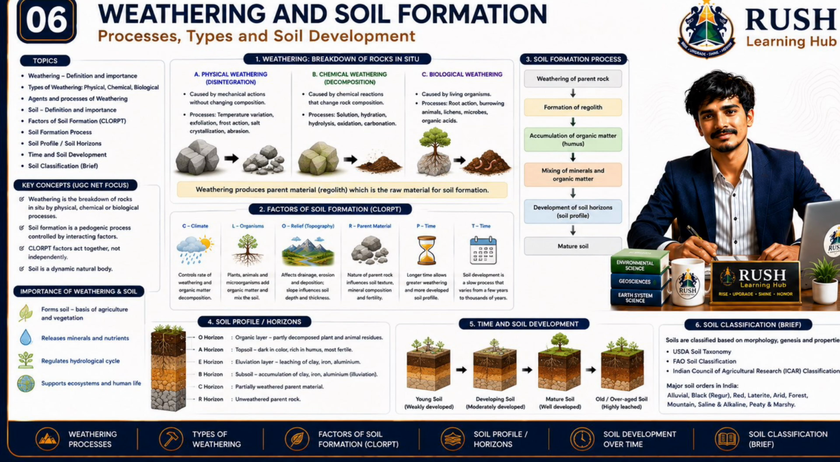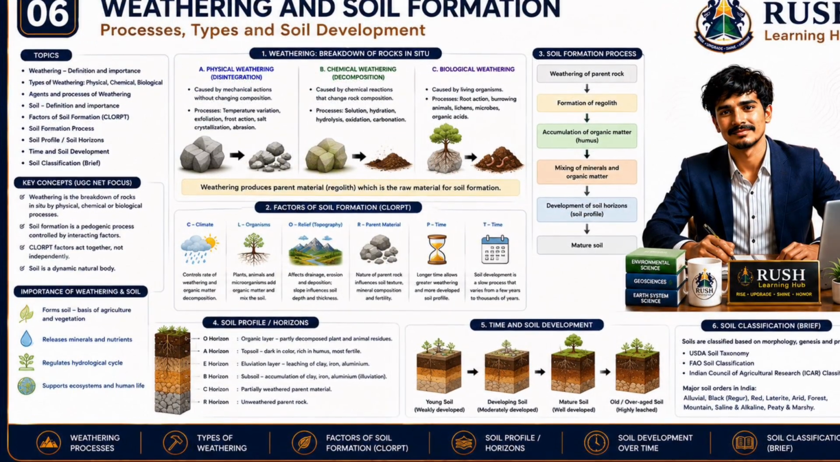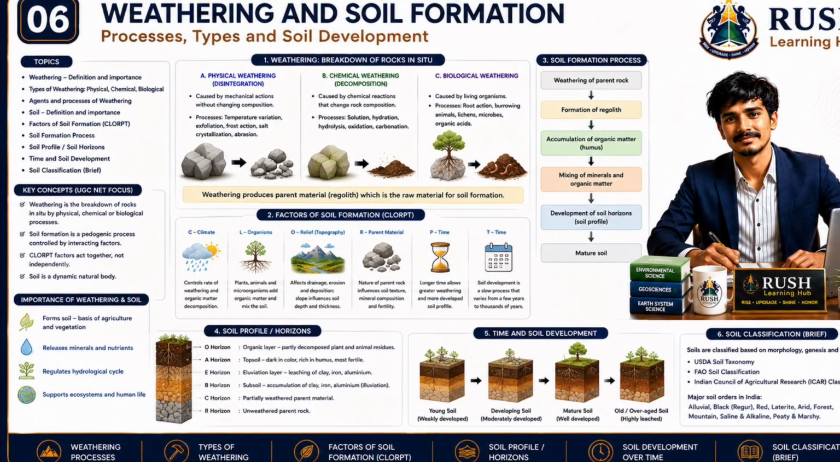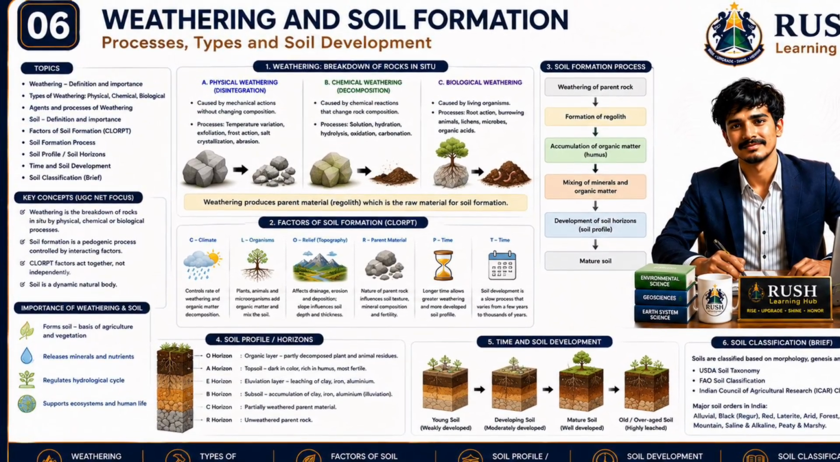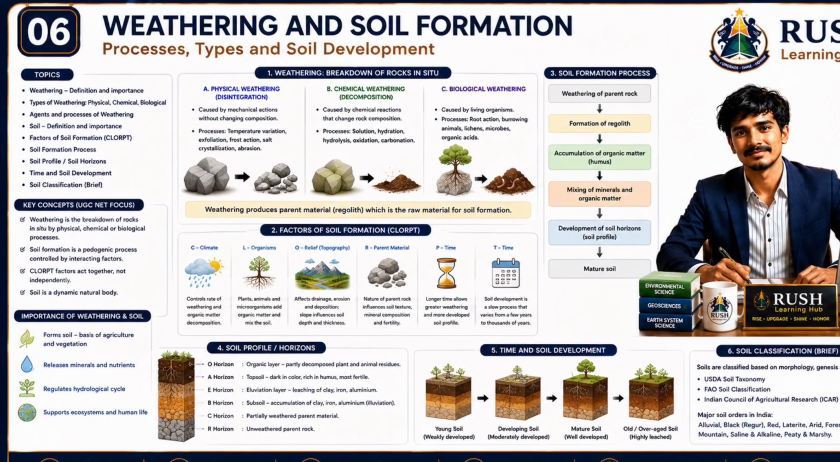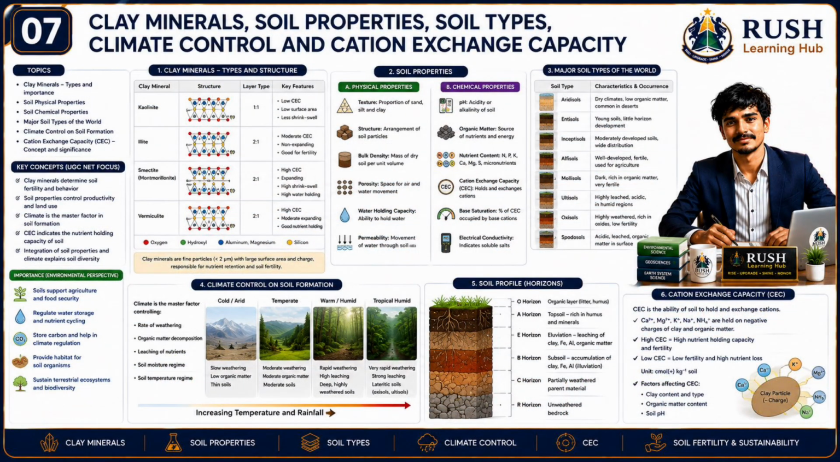Deposition processes. Pedogenesis. Factors of soil formation. Regolith. Soil profile and soil horizons. Eluviation and illuviation. Now we shall discuss clay minerals, soil physical and chemical properties, soil types, climate control on soil formation, and the concept of cation exchange capacity. These topics are extremely important for UGC NET and JRF examinations and are frequently asked in conceptual and statement-based questions.